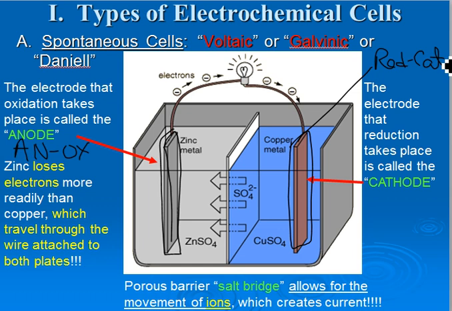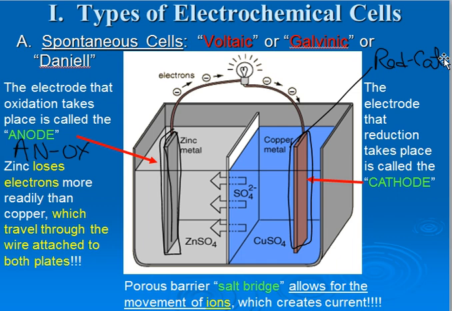To identify which electrode is the anode or cathode, we can use Table J. If you open up Table J, remember yesterday we talked about the fact that if you're higher up on Table J on the metal side, you're more likely to lose electrons and be oxidized. So the one that is higher up is going to represent the anode. Since zinc is higher up on Table J, zinc will be the anode, and in this case copper will be the cathode. It's more likely to be reduced.